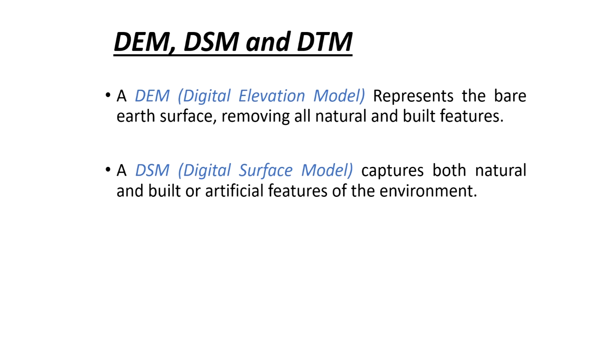And DSM is a digital surface model, that means the elevation is coming from the bare earth as well as the artificial and natural features. That means the elevation is also included from the trees or houses or buildings. So any kind of natural as well as artificial structure which is present on the earth surface, all the elevation data is included in the digital surface model.